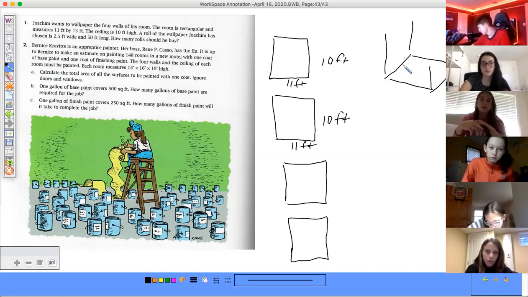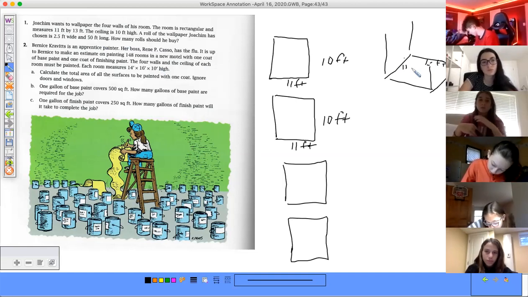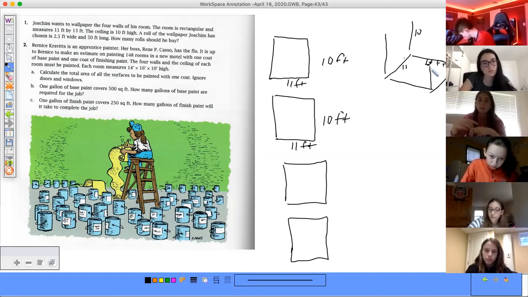11 by 13. 11 by 13 feet, right? Am I wallpapering the floor? No. But I know that the walls are 10 feet high. You see what I'm doing here? Does my picture help you?